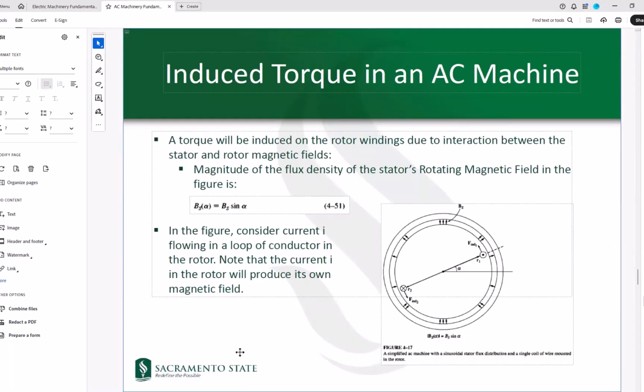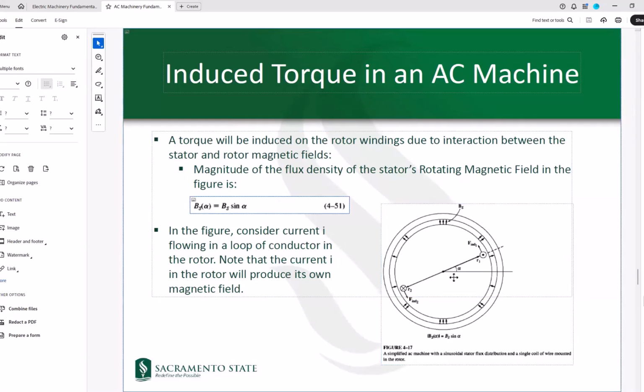All right, now we talked about voltage. In the same way that voltage would be induced in the machine, like in this case in the stator windings, we could also have a torque induced on the rotor windings due to the interaction between the stator and rotor magnetic fields. So let's assume the same setup that we had. We have a rotating magnetic field, and we have some conductors located on the rotor, and there could be some current flowing in them.